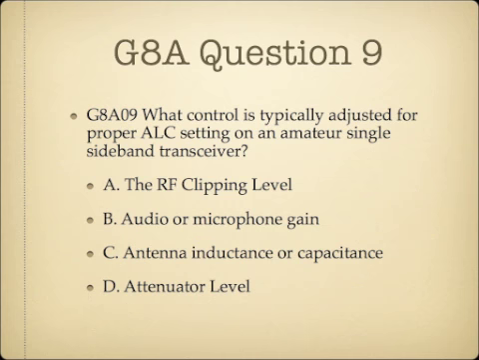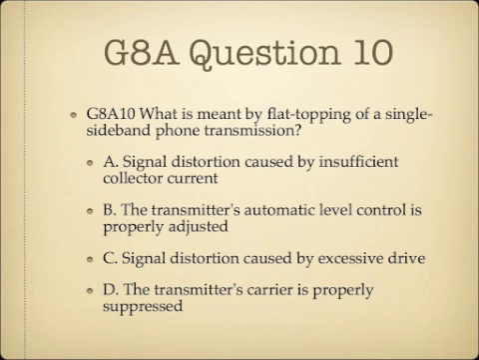Question 9. What control is typically adjusted for proper ALC setting on an amateur single sideband transceiver? A, the RF clipping level, B, audio or microphone gain, C, antenna inductance or capacitance, or D, attenuator level. Question 10. What is meant by flat topping of a single sideband phone transmission? A, signal distortion caused by insufficient collector current. B, the transmitter's automatic level control is properly adjusted. C, signal distortion caused by excessive drive. Or D, the transmitter's carrier is properly suppressed.